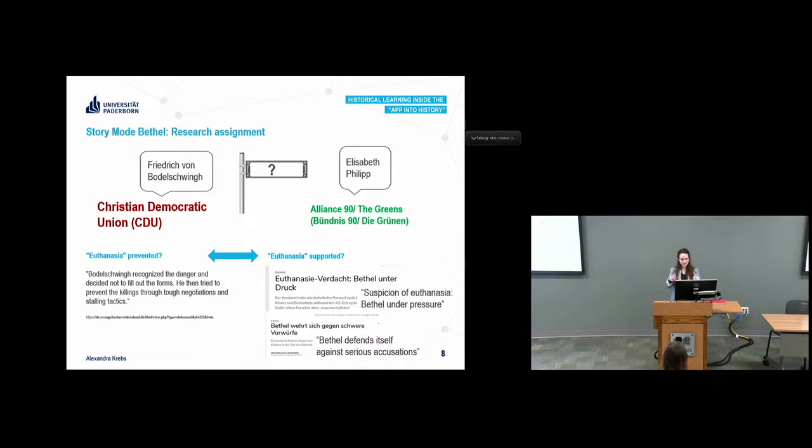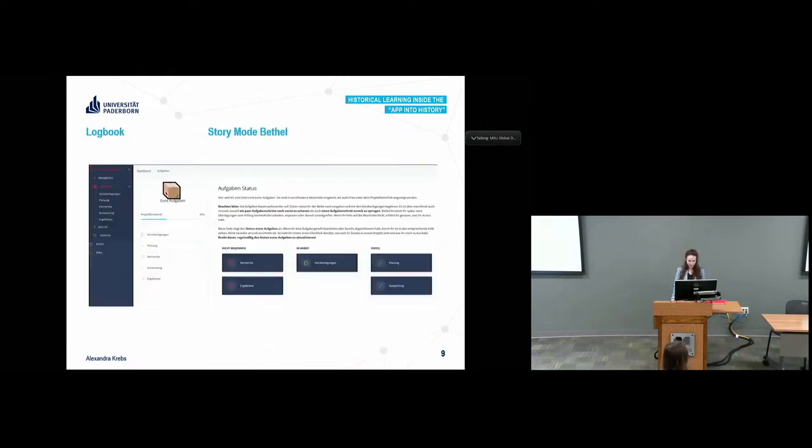And in the application, the political parties can't find a solution, so they hire historians to do research about this and to write an expert report for the city council and to decide, should we name the street after Friedrich von Bodelschwingh or Elisabeth Philipp, or do we need another person for this? And so the students in the application take the role of these historians and start their research.